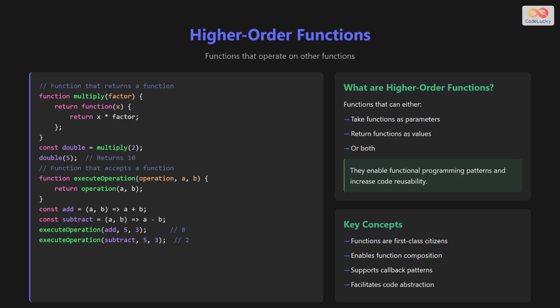Here's an example where the multiply function returns another function that multiplies its input x with the factor. Here the executeOperation function takes another function as input and calls the function with inputs a and b. Higher-order functions are possible because functions are first-class citizens in JavaScript. They enable function composition, support callback patterns, and facilitate code abstraction.